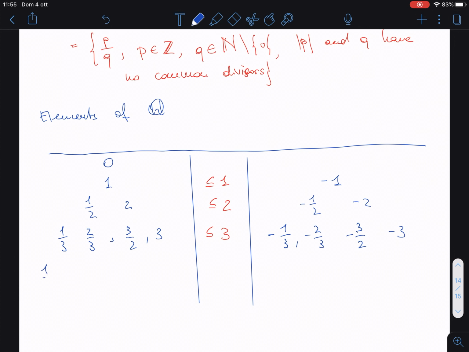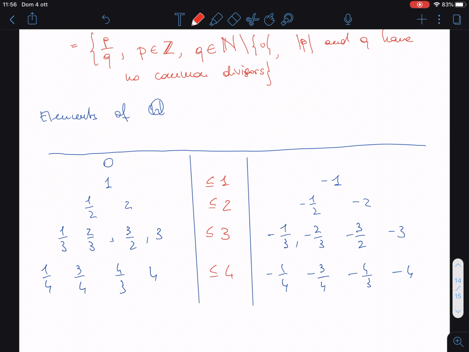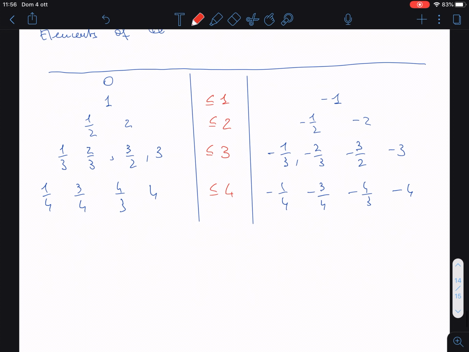Again, I can do 1/4, and then 2/4 is not there because it is equal to 1/2, so we have 3/4, so 4/3 and 4. And again, the negatives: minus 1/4, minus 3/4, minus 4/3, minus 4. And here I put just all numbers where p and q, numerator and denominator, are both less than or equal to 4, and so on. In this way, you can construct a list of rational numbers. Rational numbers are these ones, the fractions.